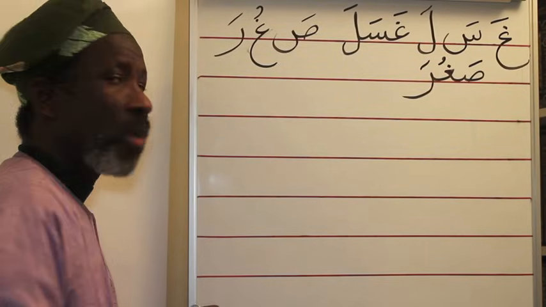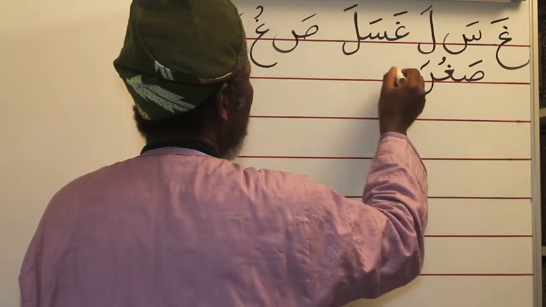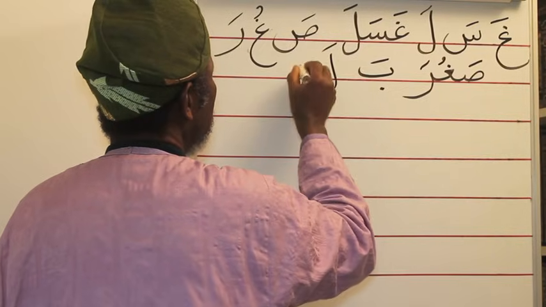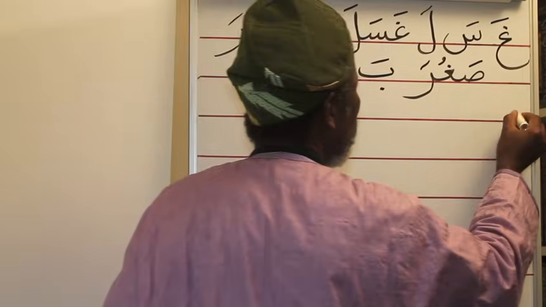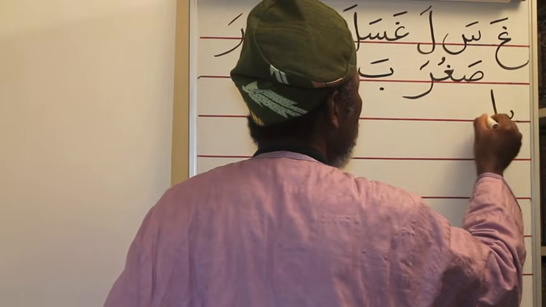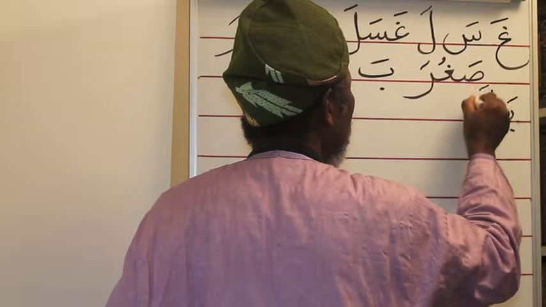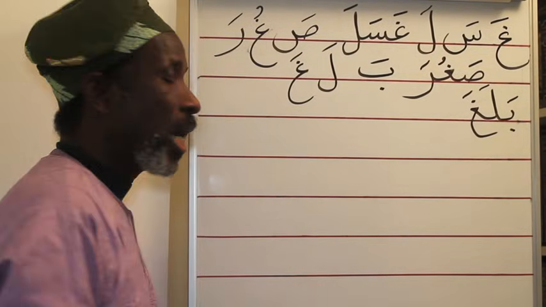Ghain at the end. Ba, la, gha. Balagha. Join. Ba, la, gha. Ba, la, gha. Balagha. So we're done now.